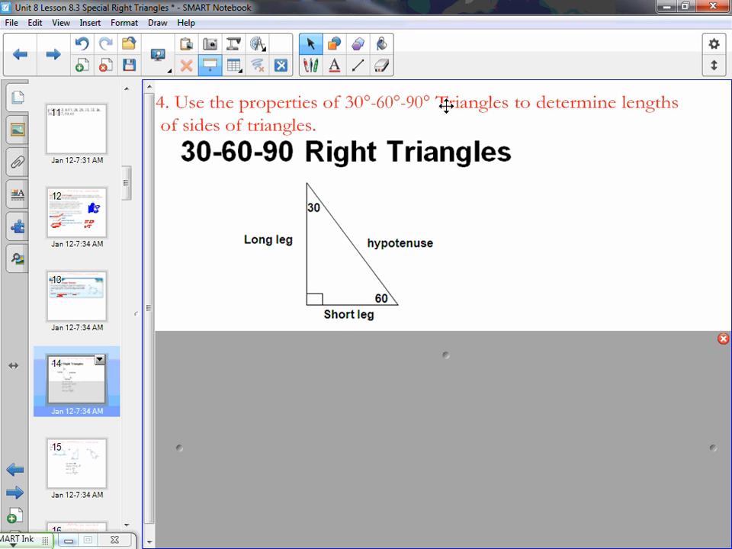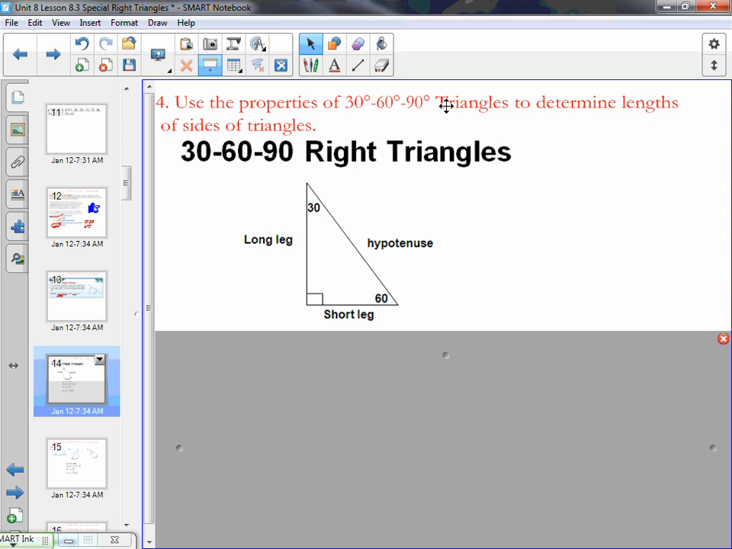Now, in the past, some students have been confused by this. We call the long leg the long leg. It's not the longest side in the triangle, is it? It's the longest of the two legs. The hypotenuse is still the longest side of that triangle. The hypotenuse is always the longest side of the triangle. Okay? So the short leg is the shortest side, the long leg is the next, and then the hypotenuse is the longest side. All right? So you got to remember that.